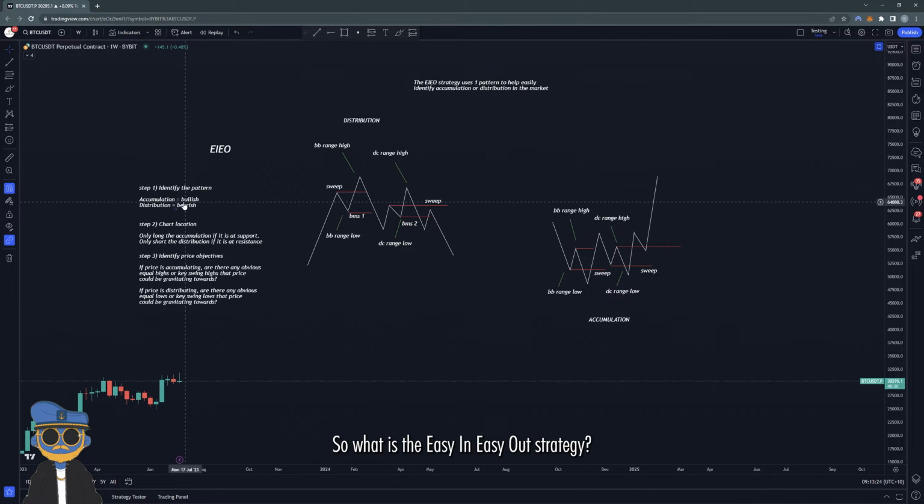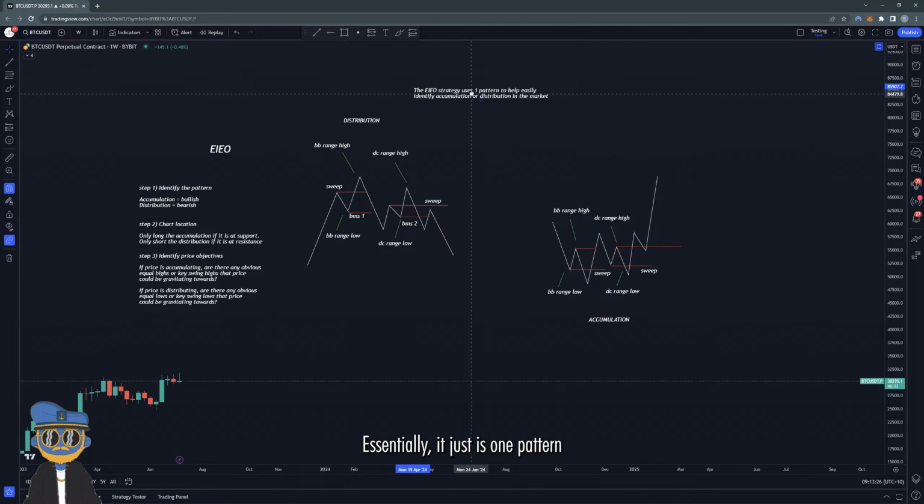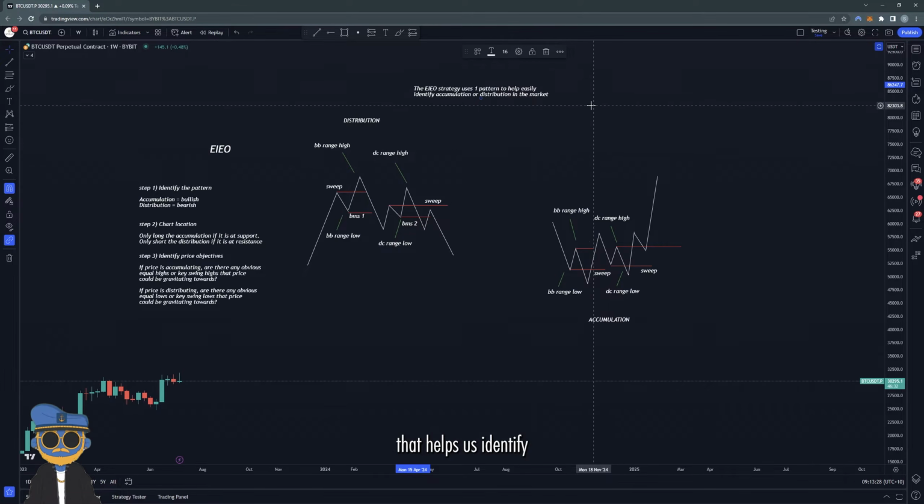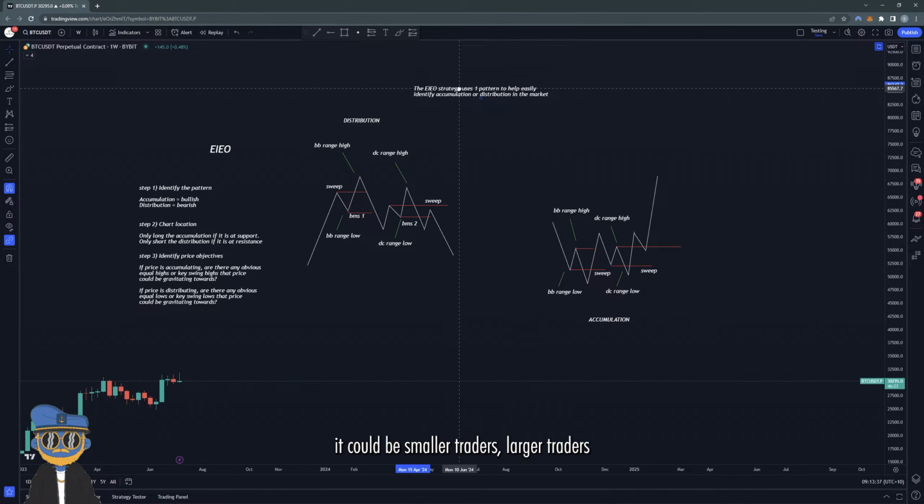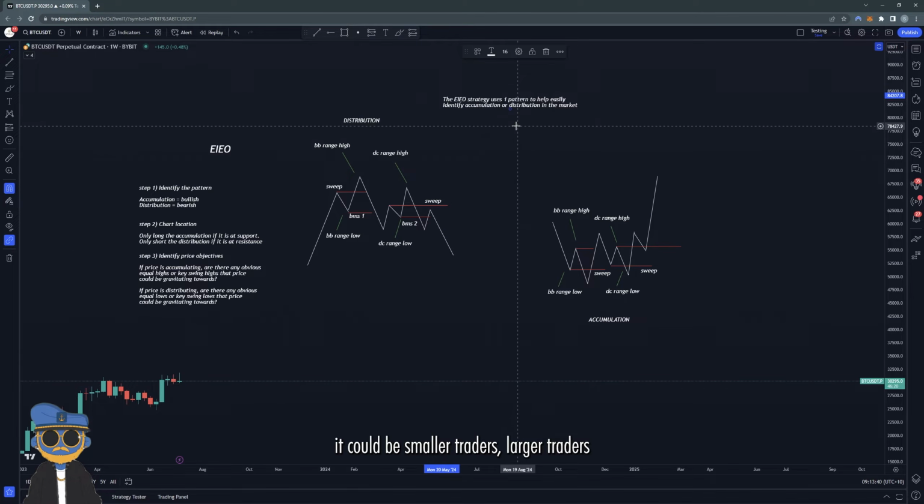So what is the easy and easy out strategy? Essentially, it just is one pattern that helps us identify accumulation or distribution in the market. Now, it doesn't matter who is accumulating or distributing whatever the asset is that we're trading. It could be market makers, it could be funds, it could be smaller traders, larger traders. Regardless, it doesn't even matter at all. And what this strategy does is it allows us to pick up on if price is accumulating or distributing, and then we piggyback that larger order flow.